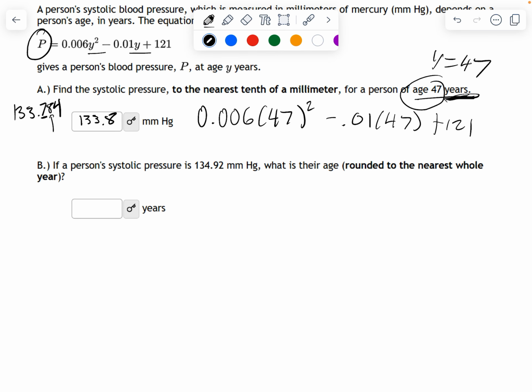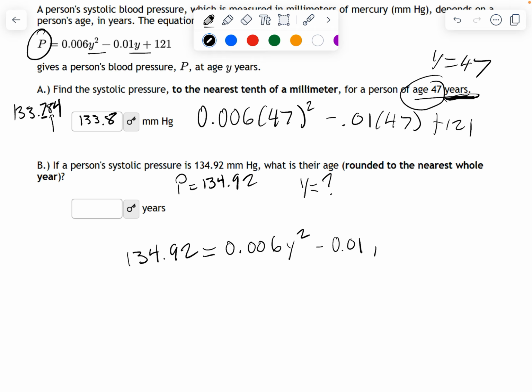All right. Now part B says if a person's systolic pressure is 134.92, what is their age? Meaning Y equals what when P equals 134.92. So all we're going to do is instead plug in the pressure number. So 134.92 equals 0.006 Y squared minus 0.01 Y plus 121.